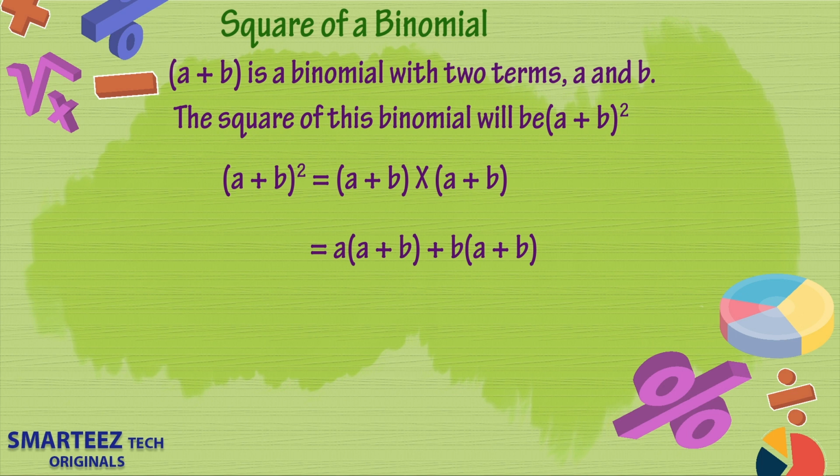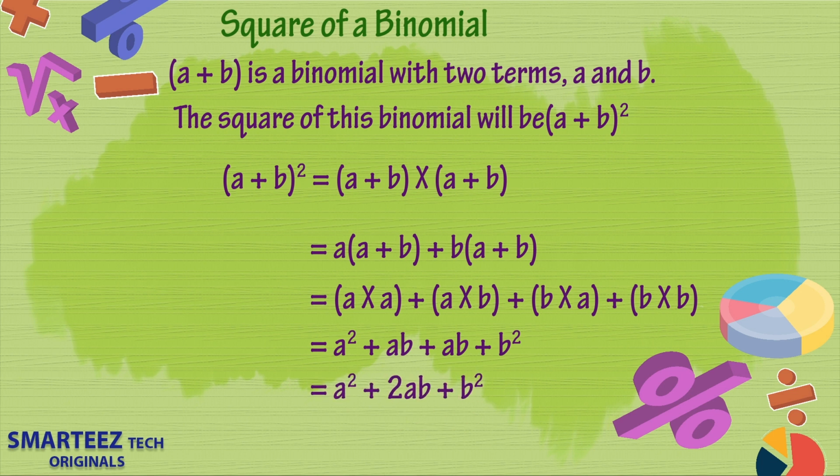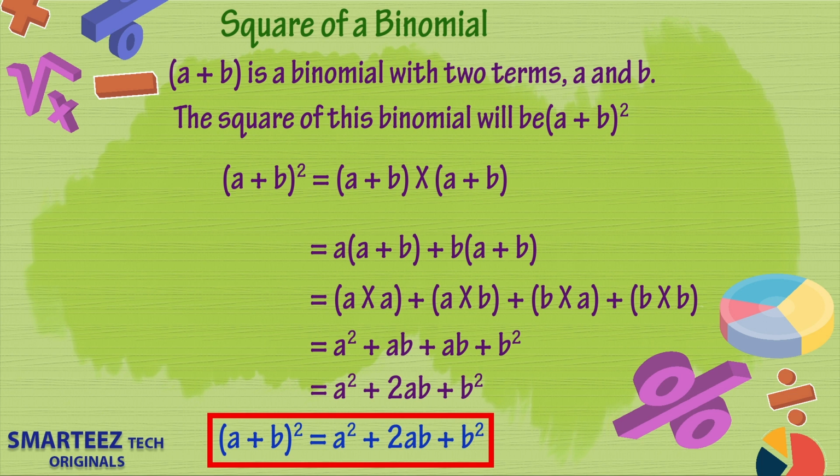So this can be written as a times (a plus b) plus b times (a plus b). As shown with the help of the arrows, this equals a times a plus a times b plus b times a plus b times b, which equals a square plus ab plus ab plus b square, which equals a square plus 2ab plus b square. So (a plus b) the whole square equals a square plus 2ab plus b square. What about (a minus b) the whole square? Is that a special product too? Yes, it is. We'll take a look.